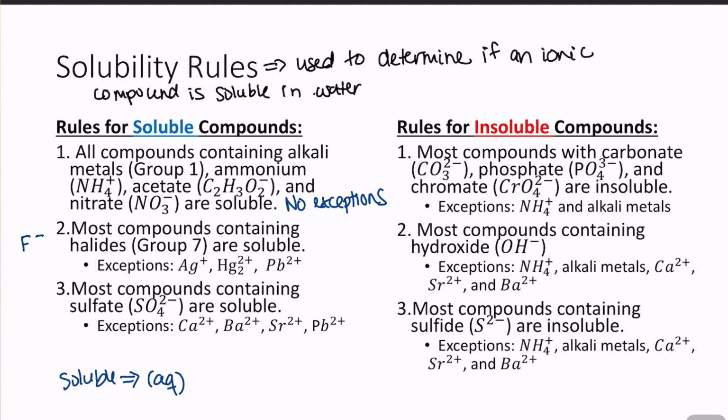Now, you might be thinking to yourself, why isn't acetate and nitrate listed on the exceptions? If you notice, carbonate, phosphate, and chromate are all anions. So they can only bond with cations. They're not going to bond with other anions like acetate or nitrate. So that's why they're not part of the exceptions.